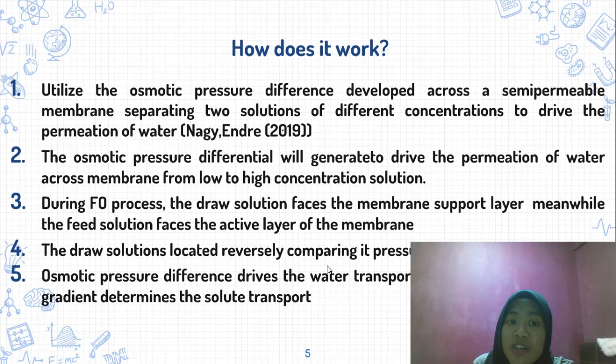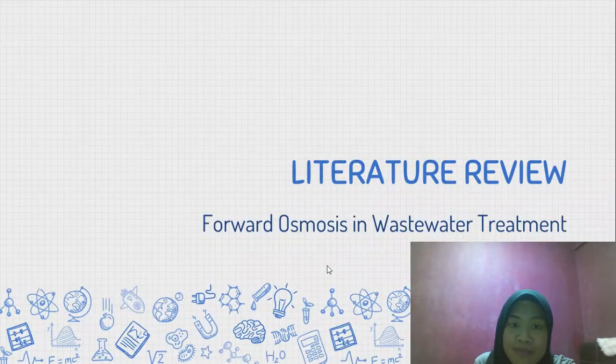Forward osmosis (FO) utilizes the osmotic pressure difference developed across the semi-permeable membrane, separating two solutions of different concentration to drive the permeation of the water. When two solutions of different concentration are placed on the two sides of the semi-permeable membrane, an osmotic pressure differential is generated to drive the permeation of the water across the membrane from the low concentration solution to the concentrated solution. During the FO process, the draw solution faces the membrane support layer, while the feed solution faces the active layer of the membrane. The draw solution is located reversely compared to pressure retarded osmosis. The osmotic pressure difference drives the water transport, and the chemical potential gradient determines the solute transport.